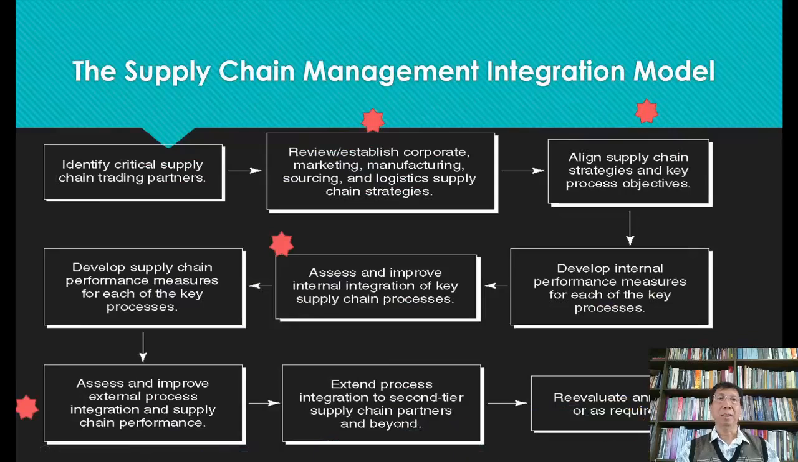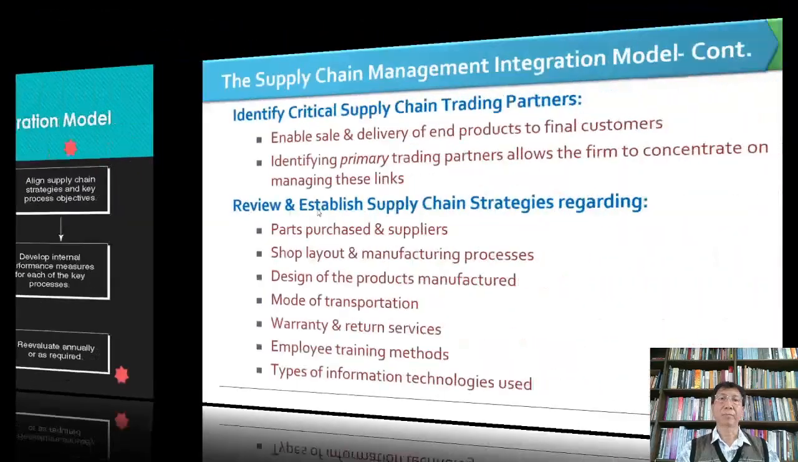And now, we look at the supply chain management integration model. We start by identifying the critical supply chain trading partners, and after that, review and establish the corporate marketing, manufacturing, sourcing, and logistics supply chain strategies. We look at the details.